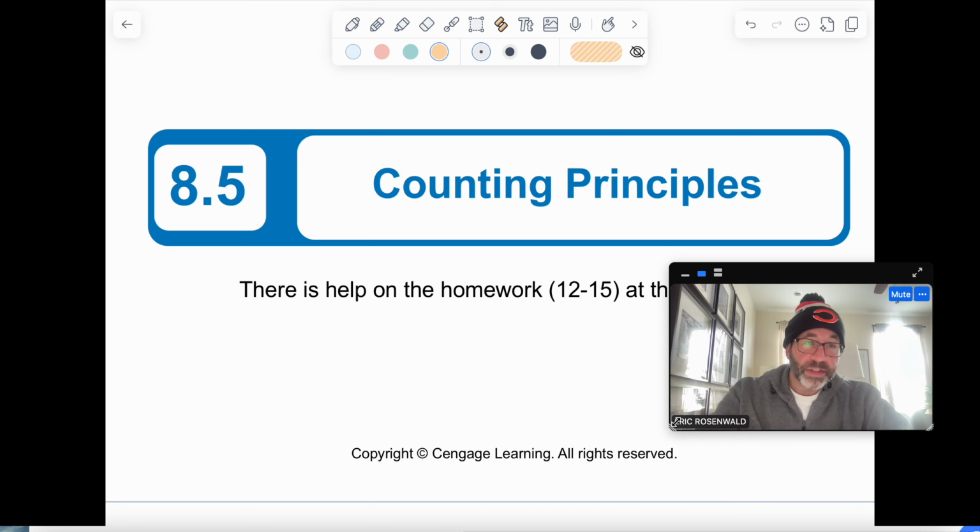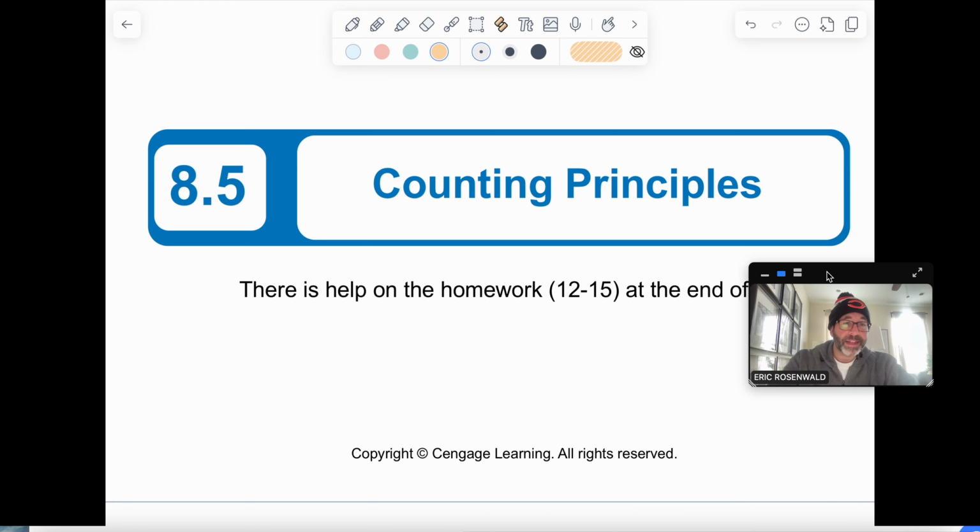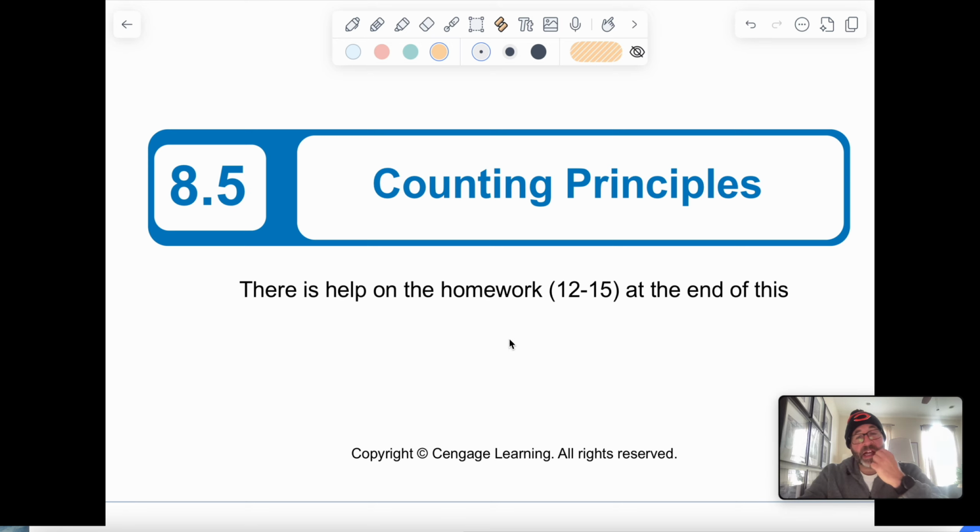All right. So let's get started here. At the end of this section, I went ahead and posted help on questions 12 through 15. So feel free to jump ahead to that portion if you would like. I created some problems similar to 12 through 15 from the homework on WebAssign, to kind of guide you a little bit.